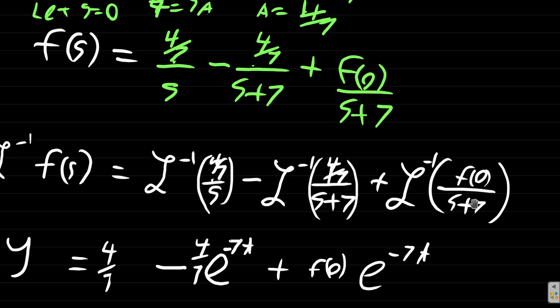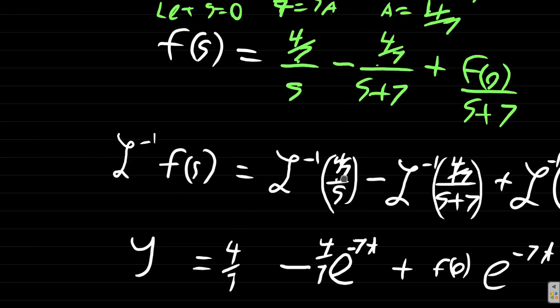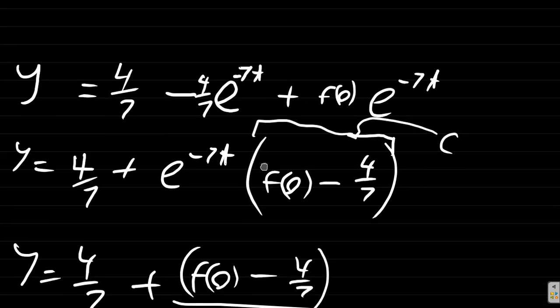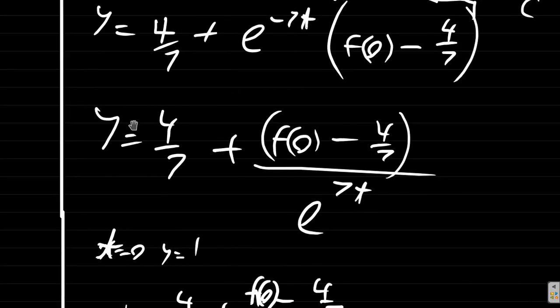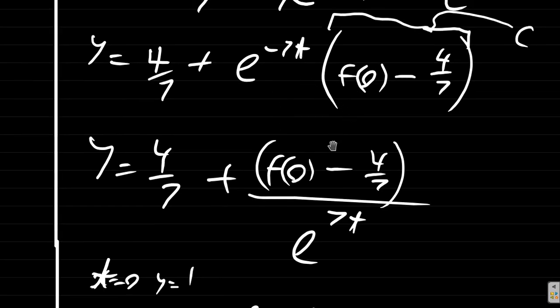F of 0 here, same argument applies. F of 0 is going to be a constant, so it's F of 0 e to the negative 7t. And then we go up here now and say y equals 4 over 7 minus 4 over 7 e to the negative 7t plus F of 0 e to the negative 7t. Factorize, get 4 over 7 plus e to the negative 7t times F of 0 minus 4 over 7. After this now, y equals 4 over 7 plus, and then rewrite e to the negative 7t as 1 over e to the 7t. So it's F of 0 minus 4 over 7 over e to the 7t.